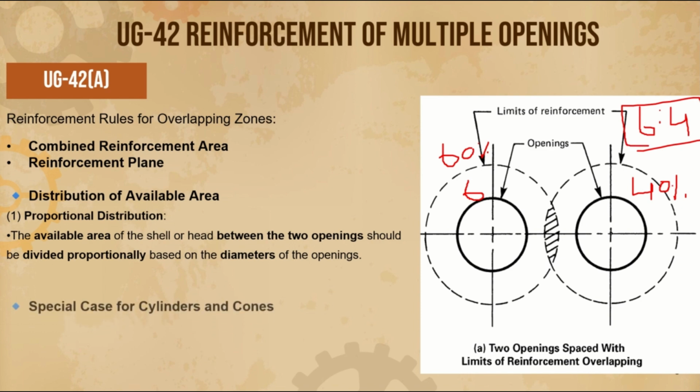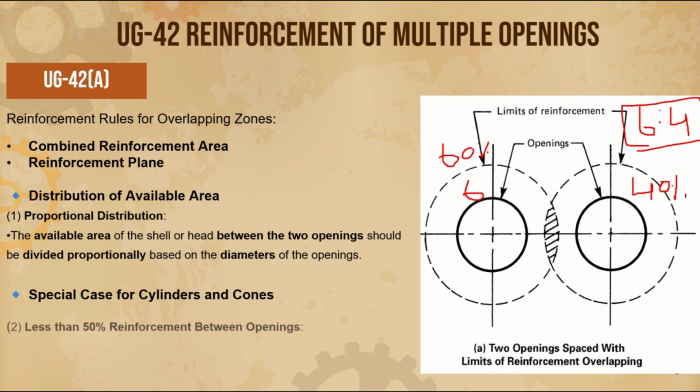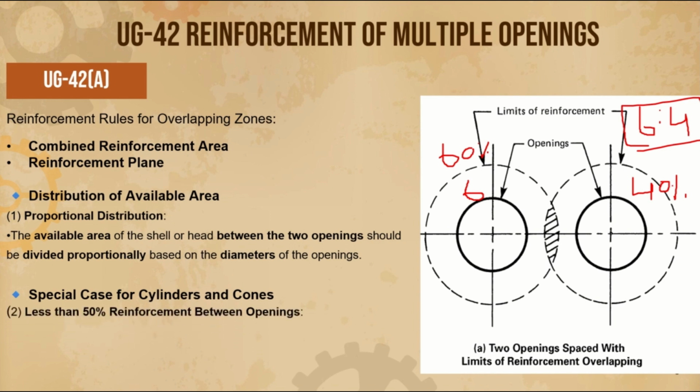And next one is the special case for cylinders and cone, guys. You will get this point from UG-42(a)(2). That is, if the available reinforcement area between the two openings is less than 50%, then we need to follow the mandatory appendix, guys. Mandatory Appendix 1.